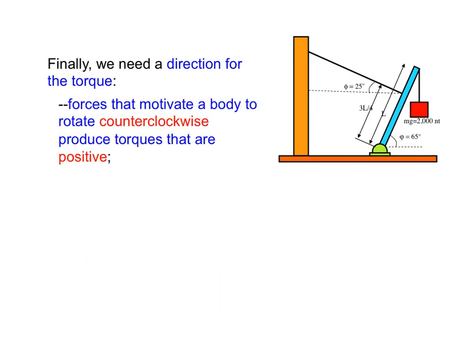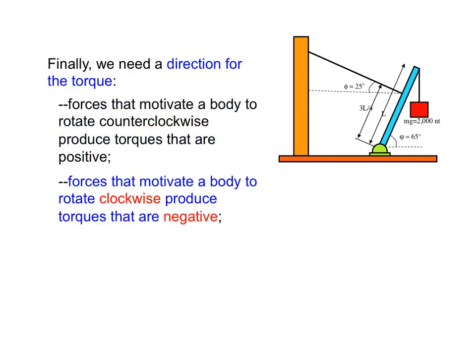The last thing we have to do when you're doing a torque calculation is to figure out whether the torque is positive or negative. And without much discussion, I'm just going to tell you, if the force that you're looking at is tending to make the body want to rotate counterclockwise, it's a positive torque. If the force makes the body want to tend to rotate clockwise, it's a negative torque.